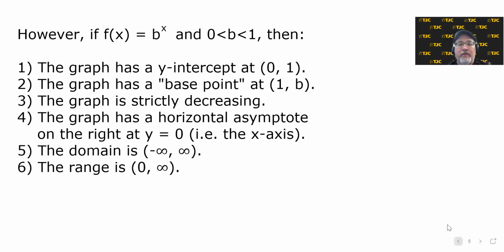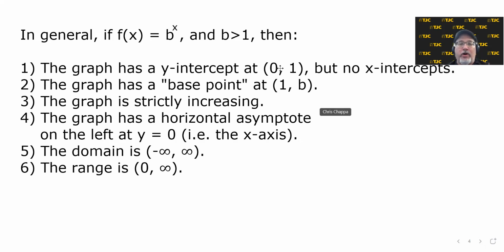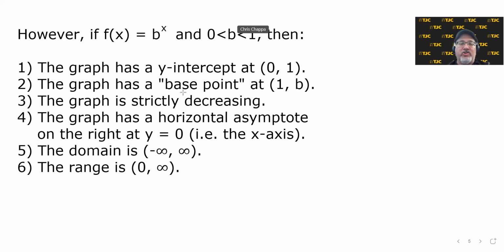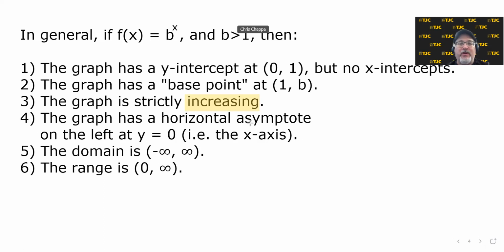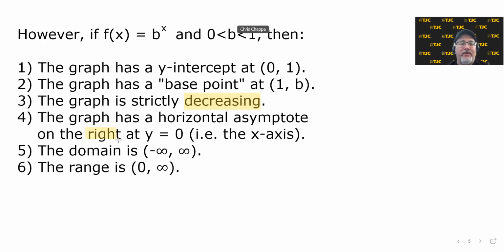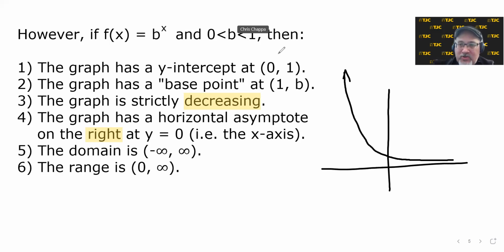The 2 changes are when the base is greater than 1, our function is strictly increasing, but when the base is less than 1, our function is strictly decreasing. And when the base is bigger than 1, we have a horizontal asymptote on the left at y equals 0, but it's on the right at y equals 0 when the base is less than 1. In other words, our graph looks a little something like this. And I'm just going to freehand it. I'm not going to write all of the relevant things.